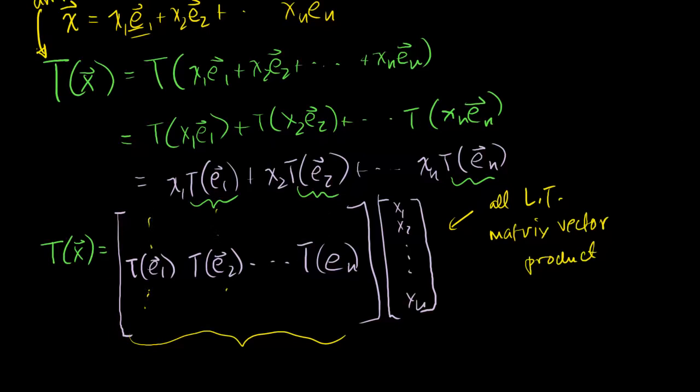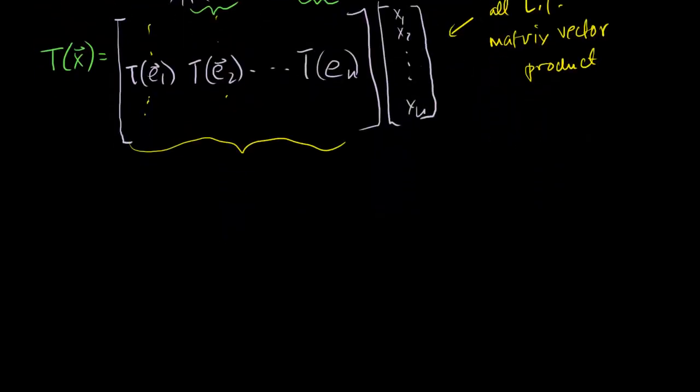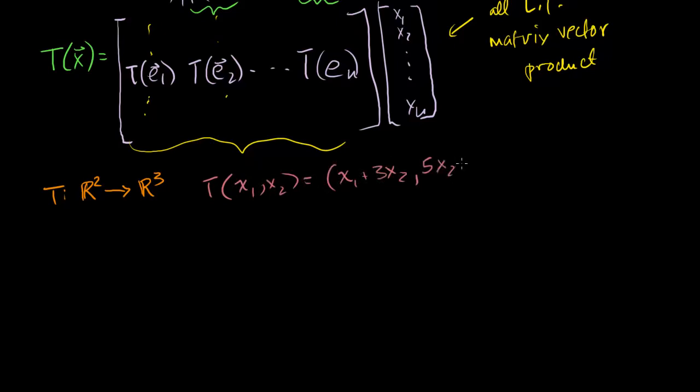Let me show you an example. I think this is super neat. Let's say I'm just going to make up some transformation, and let's make it extra interesting, a mapping between R2 and R3. Let's say that T of x1, x2 is equal to: the first entry is x1 plus 3x2, the second entry is 5x2 minus x1, and the third entry is 4x1 plus x2. This is a mapping.